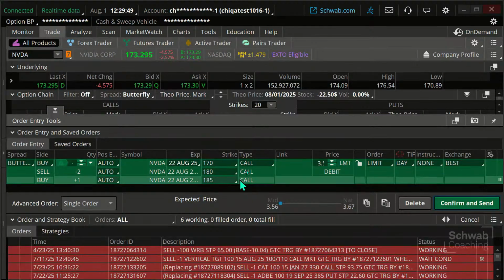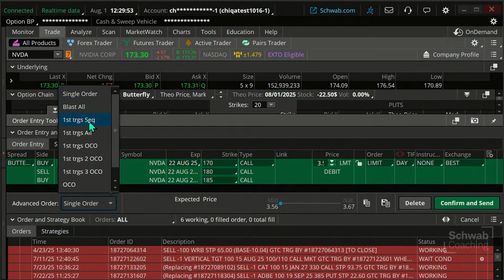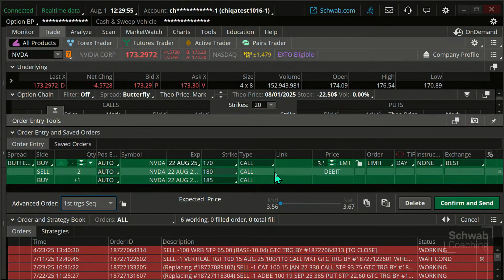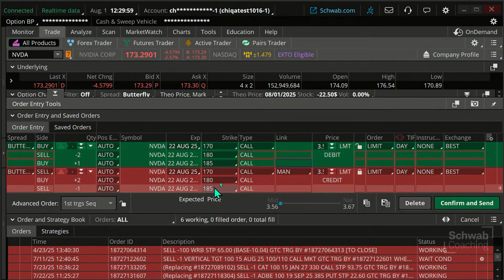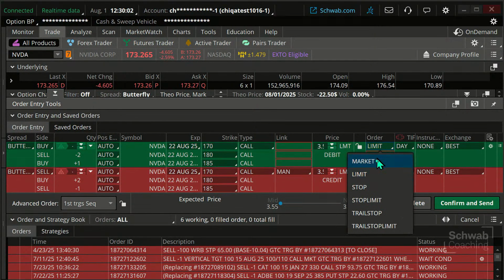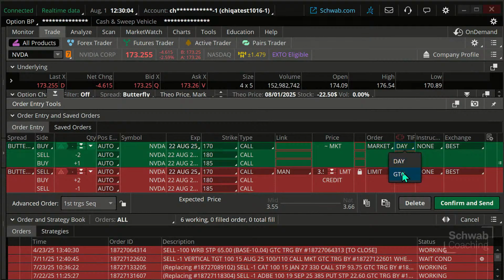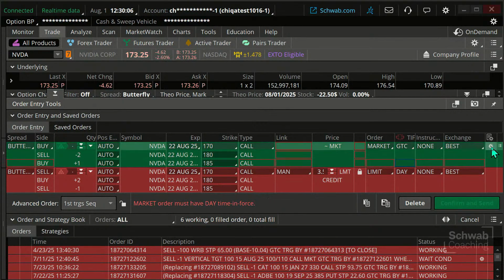Okay, so I'm going to go back here. I'm going to make this a first trigger sequential order. I'm going to right click on this. I'm going to create an opposite order to get us out. This one we're only going to get in. I'm going to change this to market, good till canceled. I'm going to click on the gear over here. I'm only going to get in this trade. Okay. Now I think it's showing up on a different window.